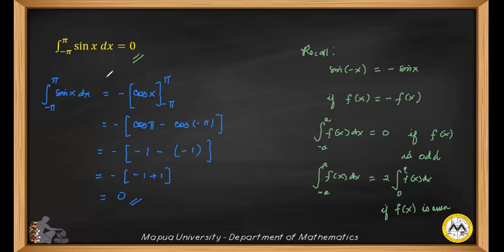So it only shows that the integral of sine of x dx is really 0, even if we consider this property of definite integral when the integrand is odd, or we can evaluate it using the definition. It will give us the same result.